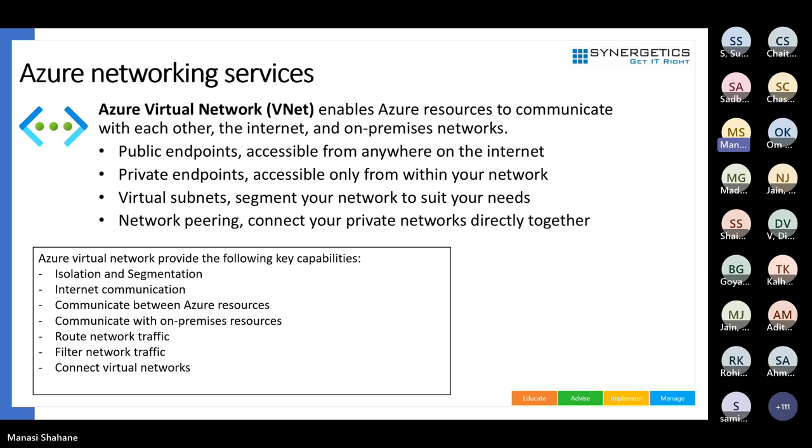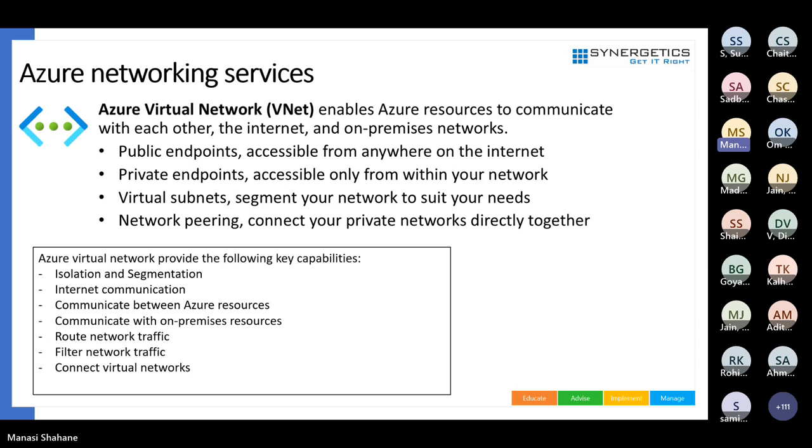If you have a private network but still want to communicate and share information, you can go for a network peering service, which is also a part of the virtual network. Since private communications are restricted, you can't do much about it, but still, if you want to connect to the private network, you can go for peering.